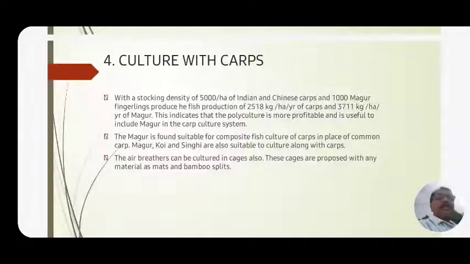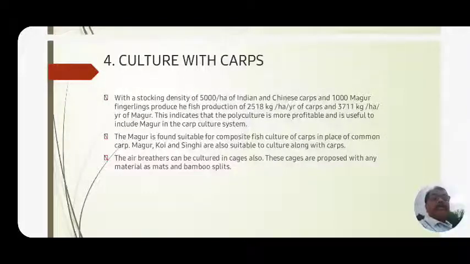This indicates that polyculture is more profitable and it is useful to include magur in the carp culture system. It means 2.5 tons of carp production and near about 4 tons of magur, totally 6.5 tons per hectare per year of production in one year, when cultured with major carp culture.